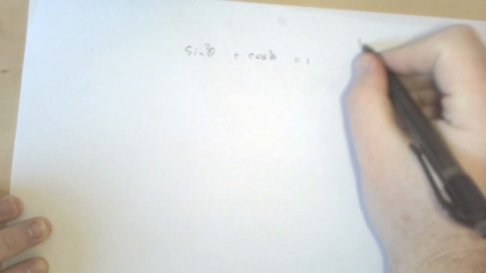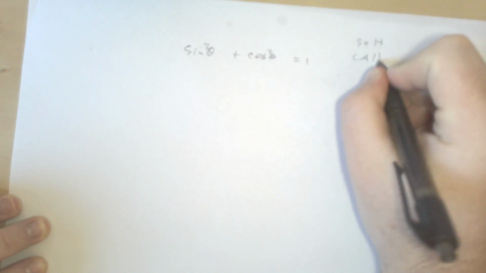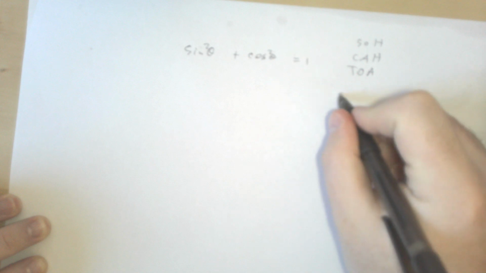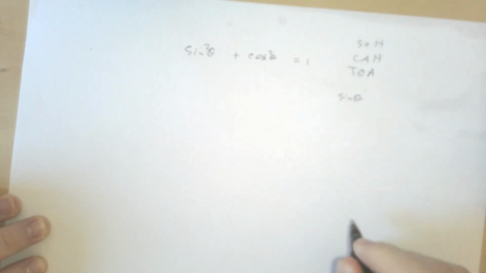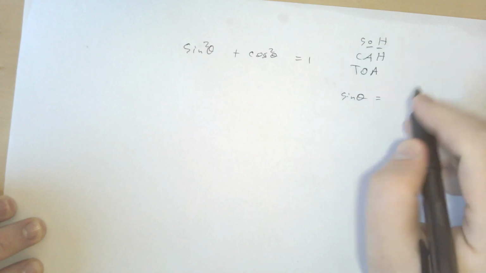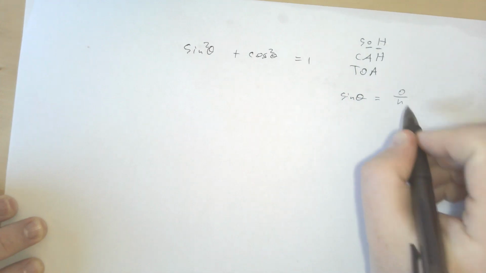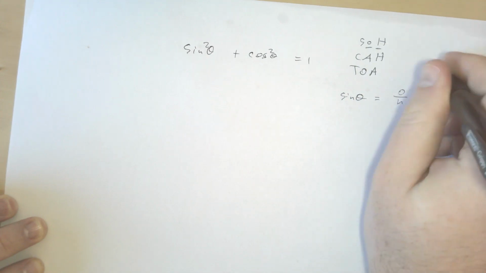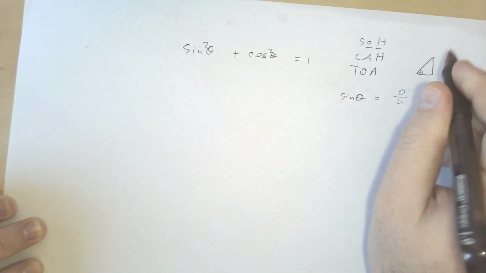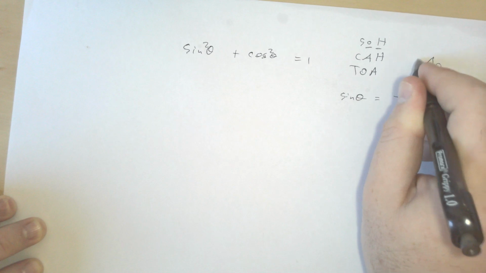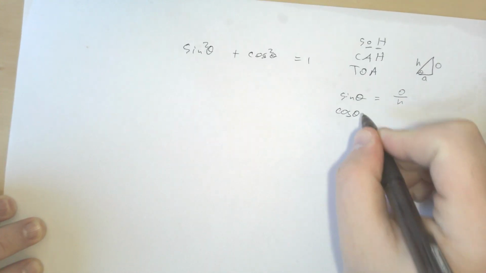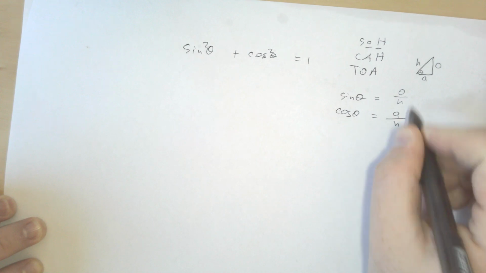So we've heard of SOHCAHTOA. What does that mean? That means the sine of an angle theta is the opposite over the hypotenuse. Opposite over hypotenuse. And this is when we have an angle theta right here. Can you see that? That's the opposite, that's the hypotenuse, and that's the adjacent.